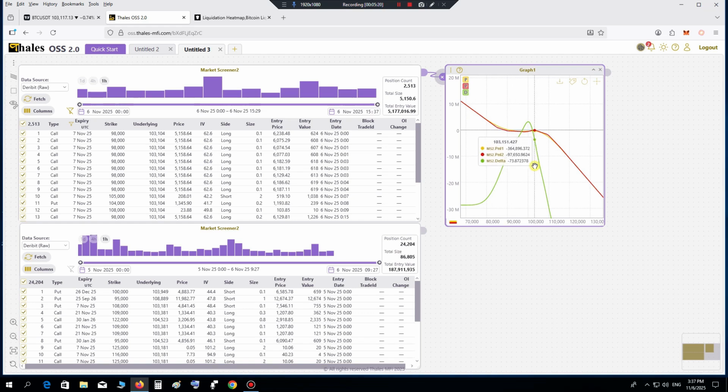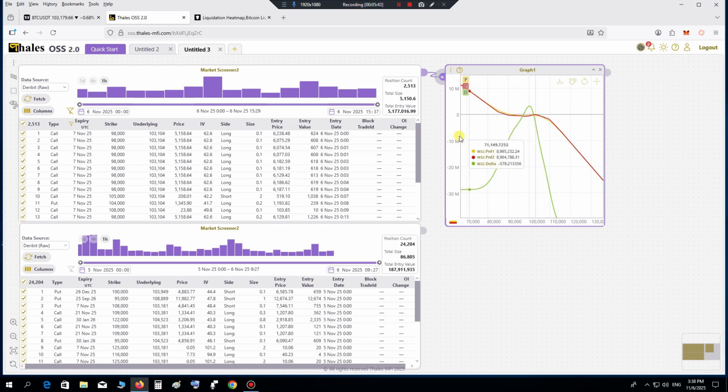As the price drops, the delta increases. The peak at 99,000 to 100,000 is a very important support for us. If that breaks, then yes, you can see a lot of puts have been bought up to around 90,000. But this area is crucial for us. On the upside, as the price increases, there's resistance.